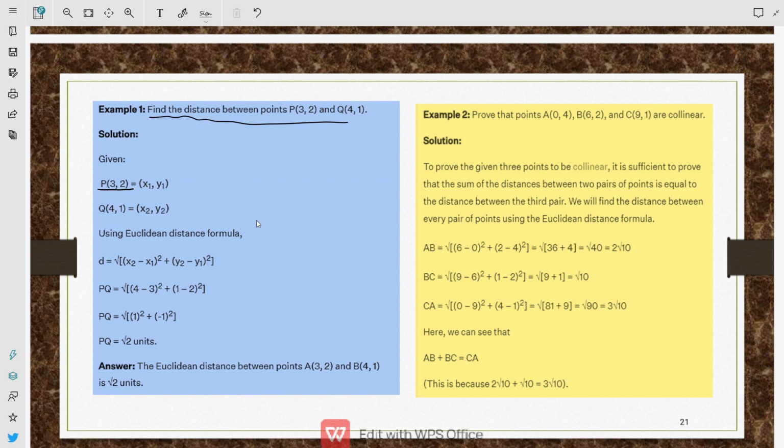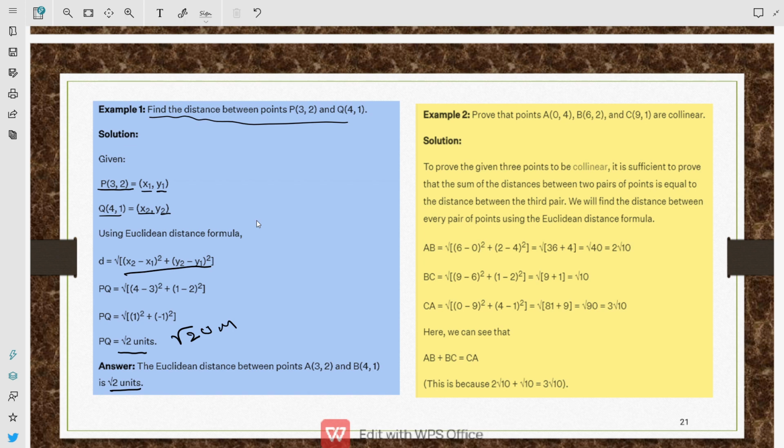P, so assume that x1 and y1, and Q, assume that these two are x2 and y2. So you just substitute in this equation, then we will get square root of 2 units. So the Euclidean distance between these points is root 2. This is a simple calculation, that's why I am not going in depth into these examples. You can pause my video and proceed to do it.